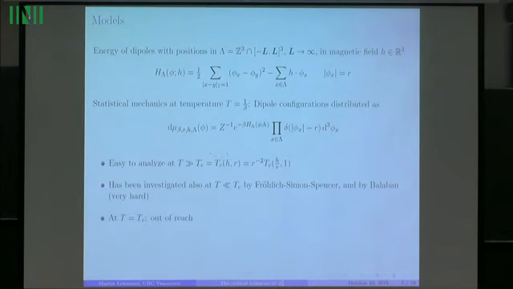So this model has been analyzed. It's actually not too difficult to analyze as a perturbation of this product measure here if you have a very high temperature, much larger than this critical temperature. It has also been investigated for very small temperatures. There's an important work by Fröhlich, Simon, and Spencer, and a very hard work by Balaban. But exactly at the critical temperature, this model is out of reach.